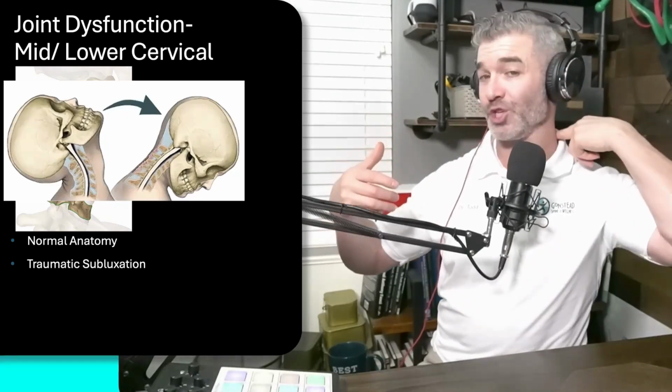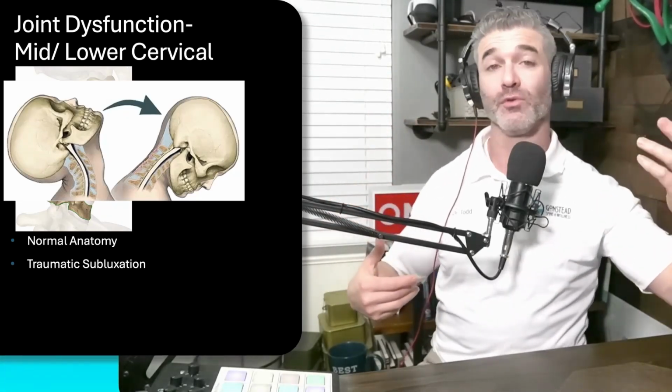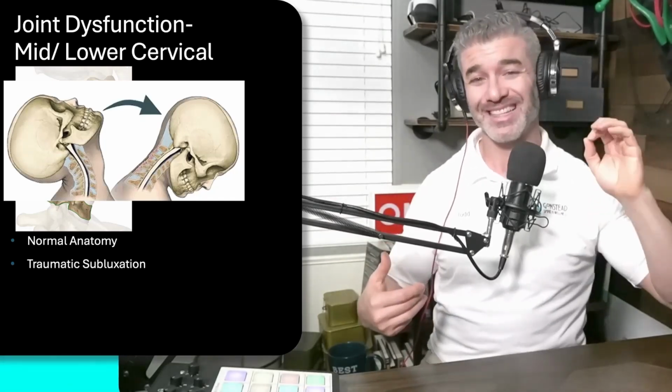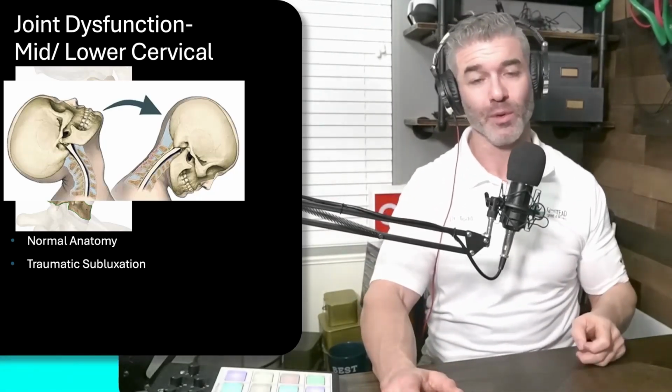So the point in which the neck transitions into the thoracic spine, that's called the cervical thoracic junction. That is the most common area to find damage in a flexion extension or a whiplash type of injury.